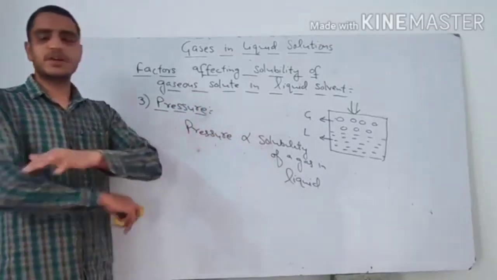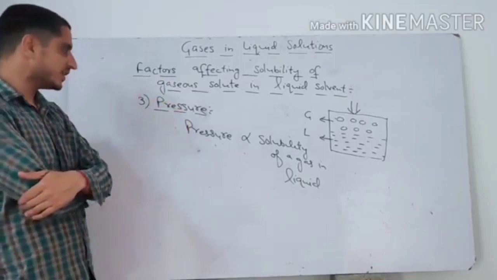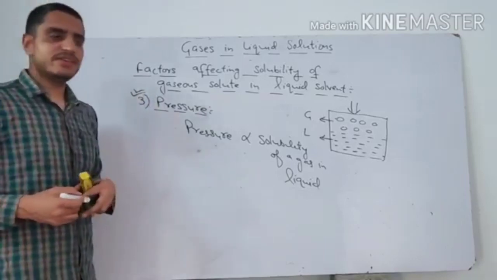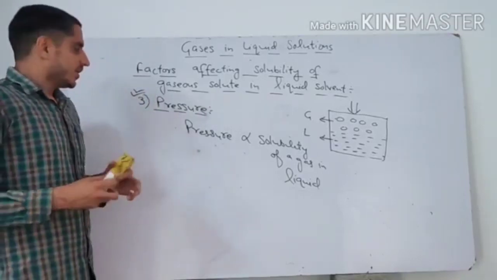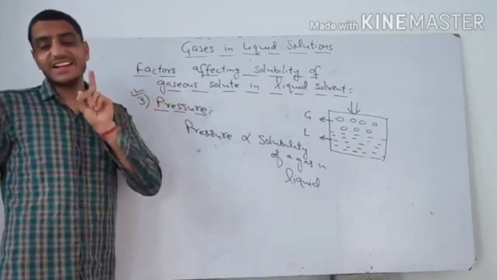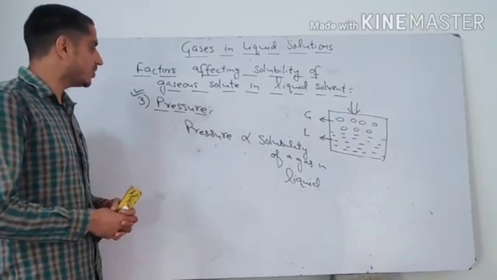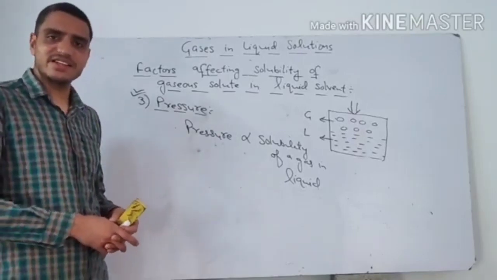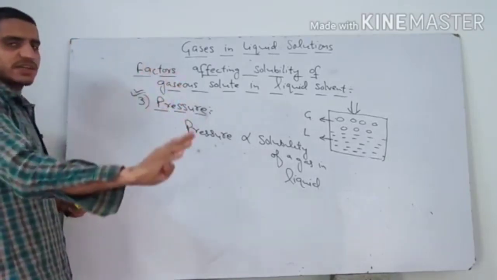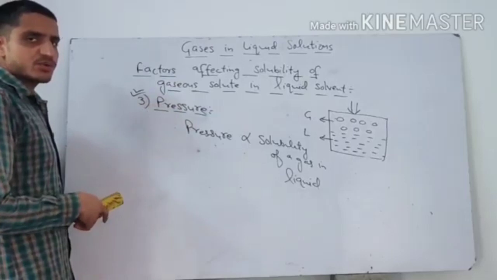So pressure is directly proportional to the solubility of a gas. More the pressure, more the solubility of a gas. More the temperature, less the solubility of a gas. This third point in the factors affecting the solubility of gases is very, very important, that is pressure. To study the relation between the pressure and the solubility of a gas in liquid, a law was given by Henry. That law is known as Henry's law. We will study Henry's law now. So these three factors: nature of the gas, polar; temperature, inversely proportional to solubility; pressure, directly proportional to solubility.